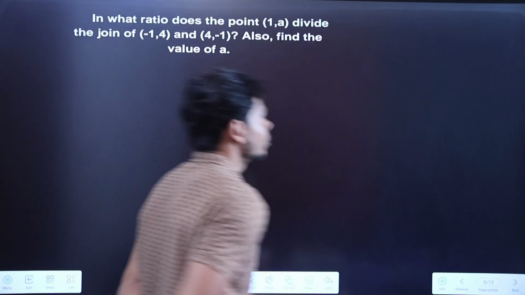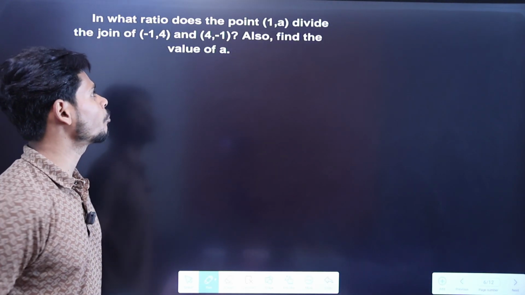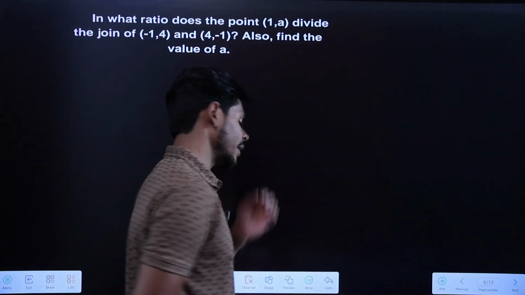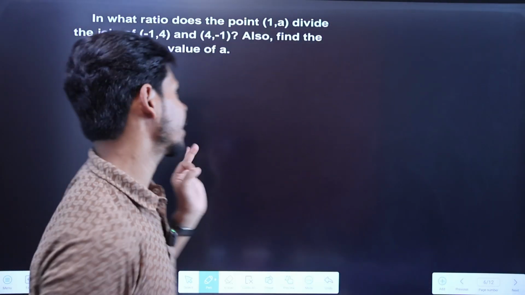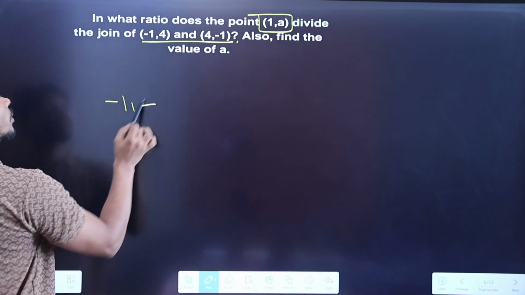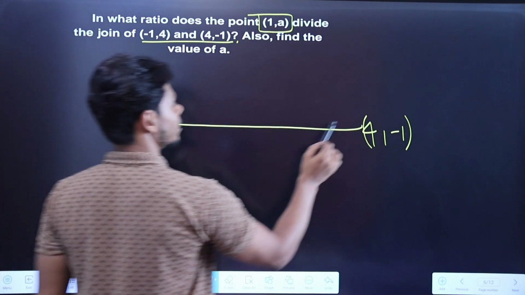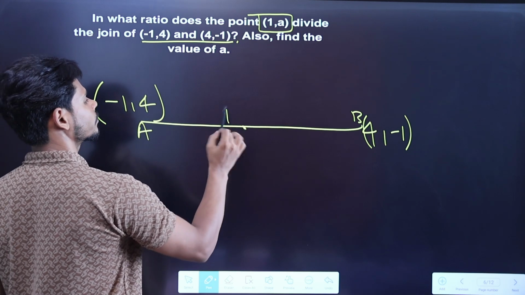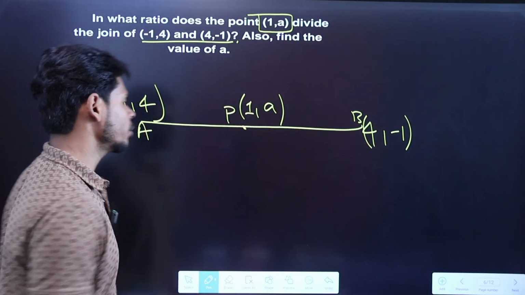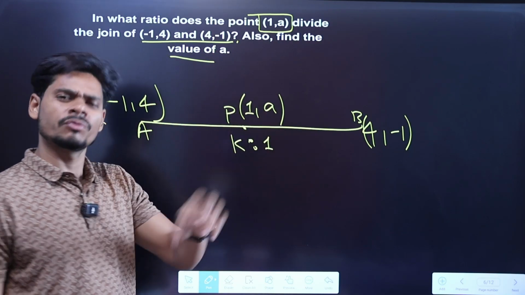Okay, let's move towards our next question. Again we are given the same kind of question. In what ratio does the point divide the join of these two points? This time the x-axis and y-axis are not mentioned, but they have directly given that this point is dividing the line joining these. So one point is (-1, 4) and another point is (4, -1). Let's say again this point is A, this point is B, and another point P, which is (1, a) we are given, and this point is dividing the line in some ratio. In what ratio? We don't know. Later we also have to find that particular value of a. We will find that, no problem.